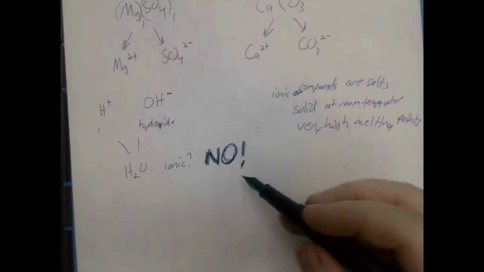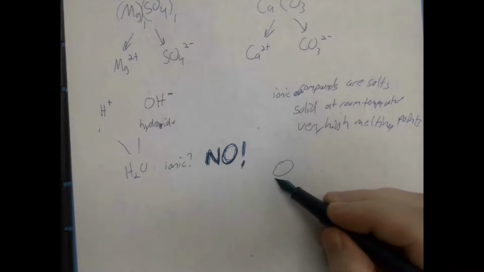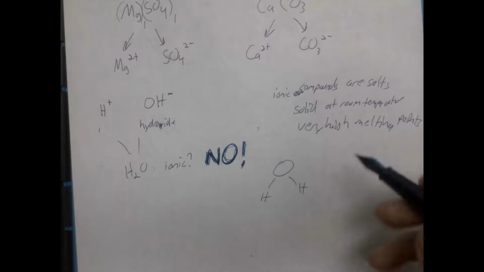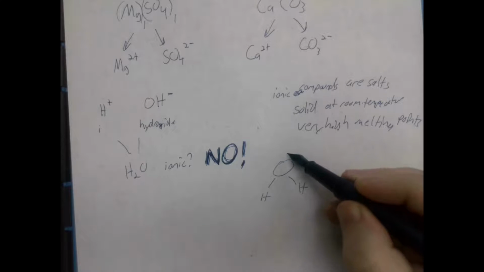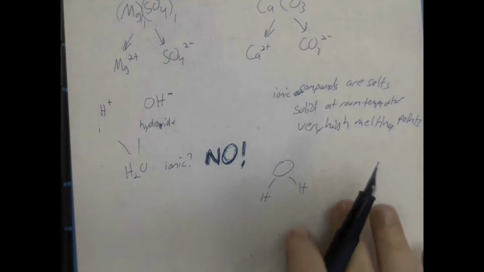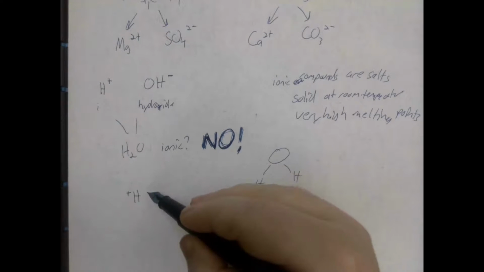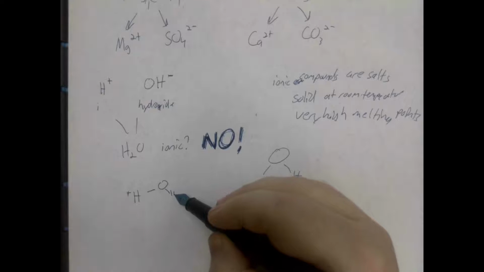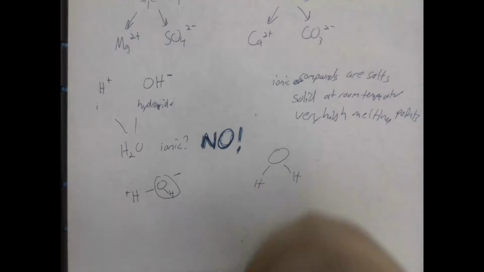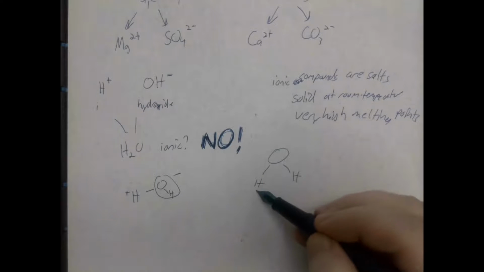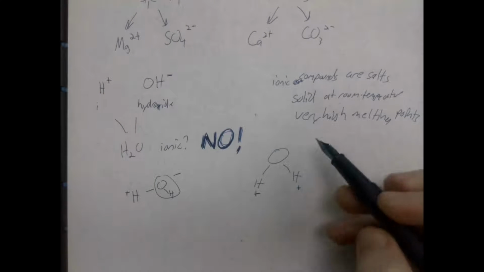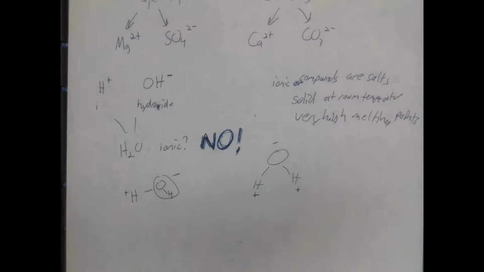So if we look at water, according to this ionic idea, we should have a hydrogen that's positive, attached to an OH that is negative. That is not what we see in water. We see each of these hydrogens being positive, and the oxygen is negative.